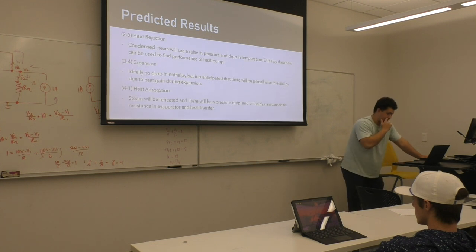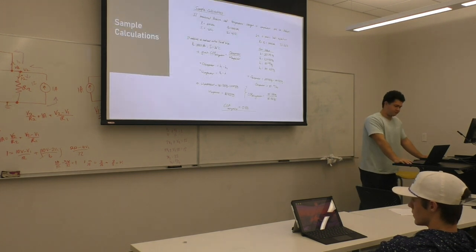Heat rejection, condensed steam will raise pressure and drop in temperature. Enthalpy drop here can be used to find the coefficient of performance. Expansion, ideally there will be no drop in enthalpy, but there will be a small rise anticipated due to heat gain during expansion. And then heat absorption, steam will be reheated, and there will be a pressure drop, and enthalpy gain will be caused by resistance to the evaporator and heat transfer.